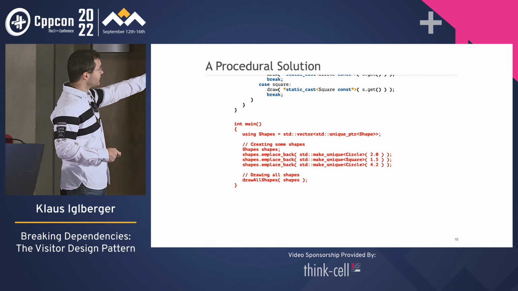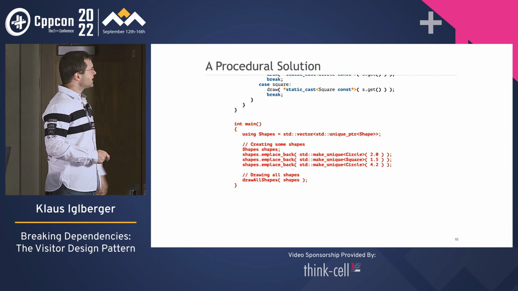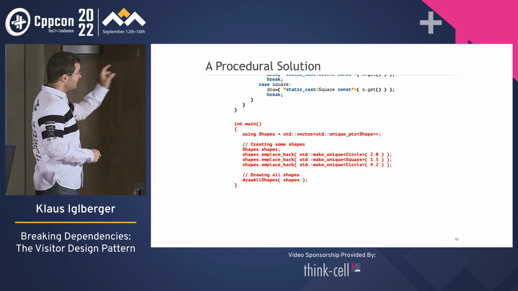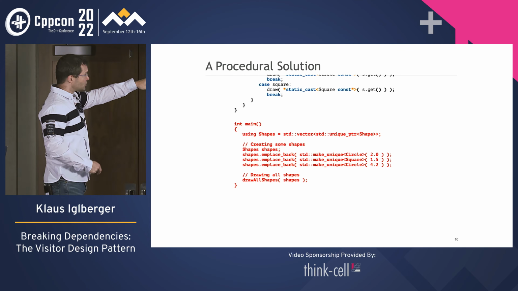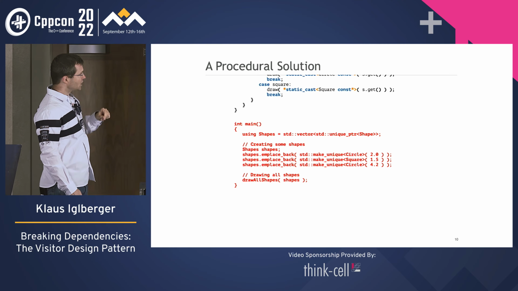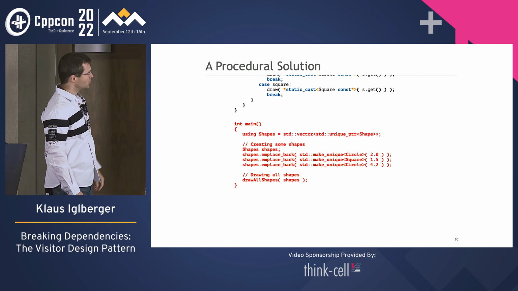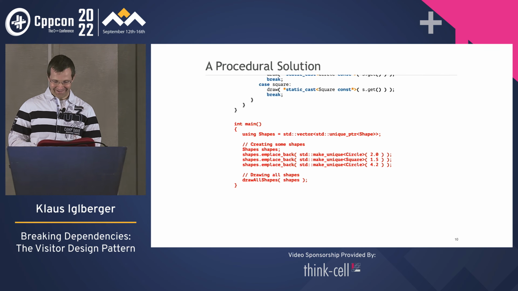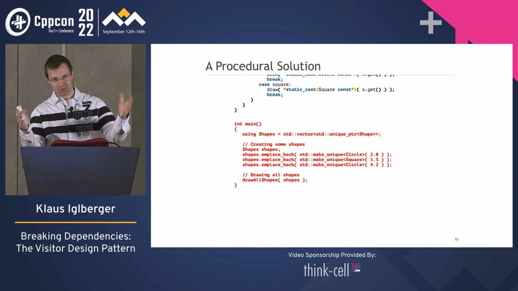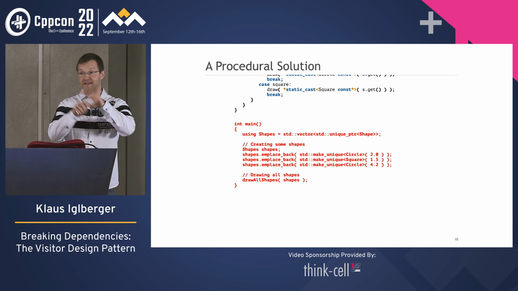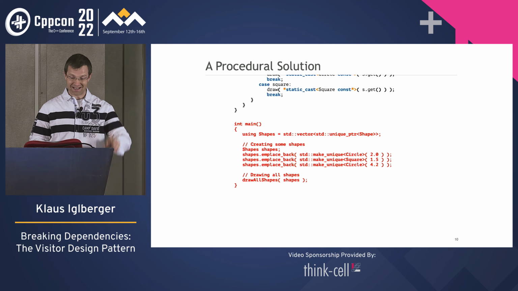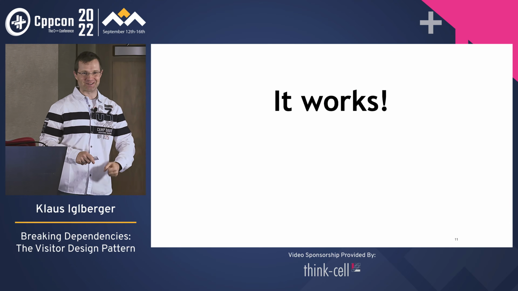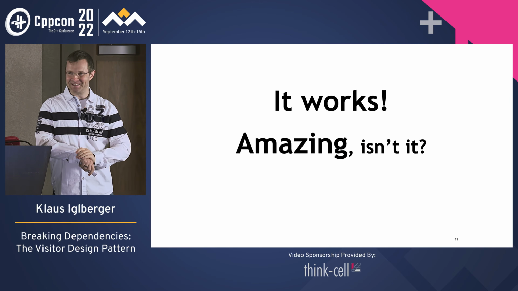This is what I can prove in the main function. I first abbreviate the vector of unique pointers to shape a little bit. I call it shapes. And I start by creating an empty vector of shapes. Then I add a couple of shapes, a circle, a square, and another circle. And then I draw them all. And it works. So now, of course, you would have to let your fantasy play a little bit. There are now beautifully drawn, beautifully colored shapes on the screen. It works. Amazing, isn't it?